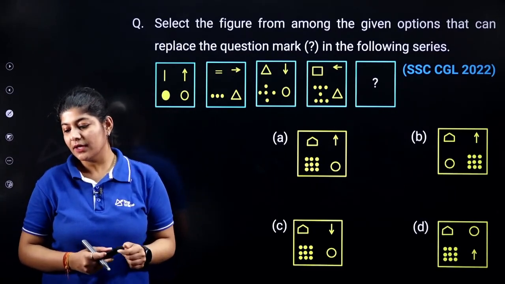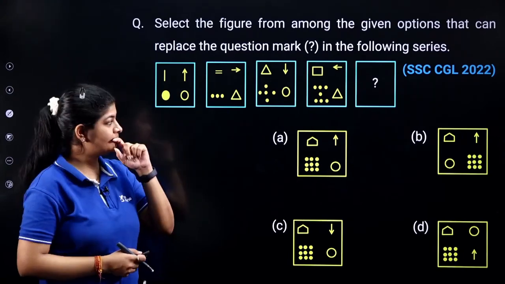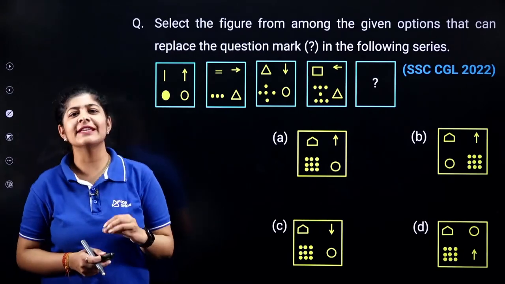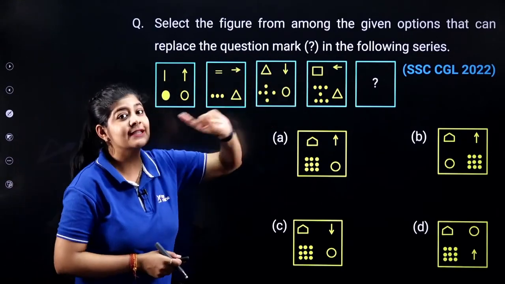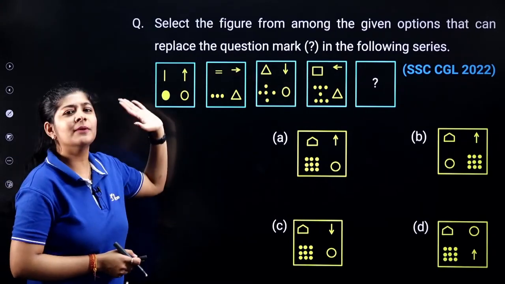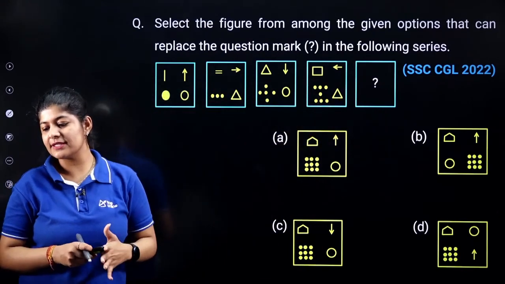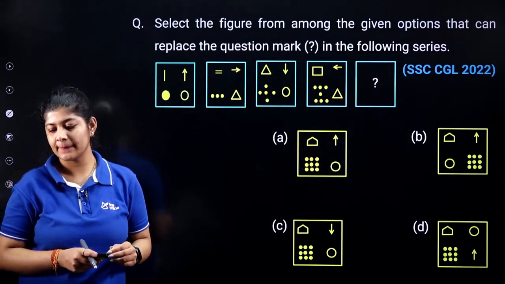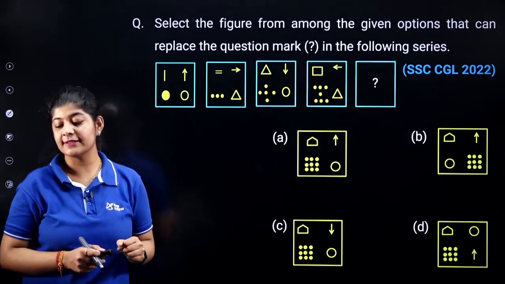Everyone, a very good evening, Naresh. This is a very simple type of question. Just simply analyze all the figures carefully. You need to understand the pattern, and you need to apply the same pattern with this missing figure. What is the correct answer we are getting? I am waiting for your answers.